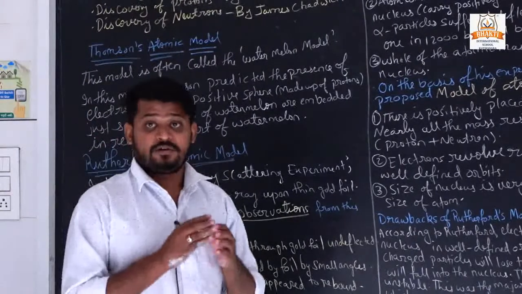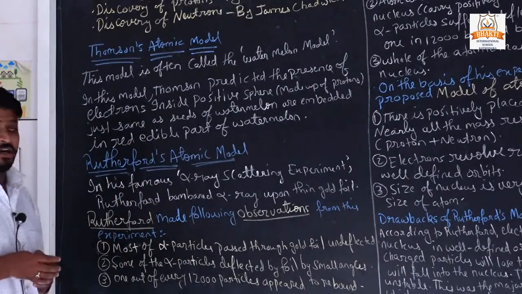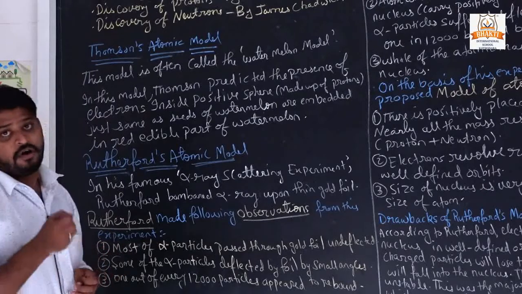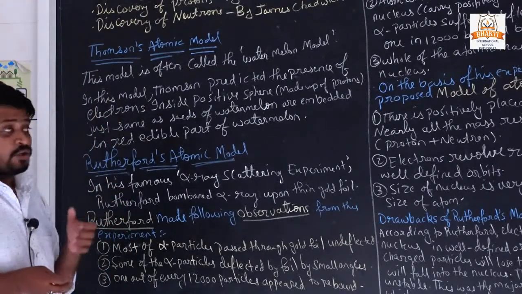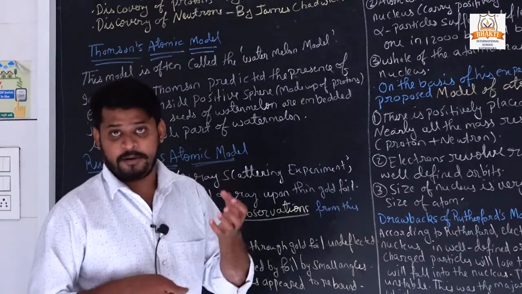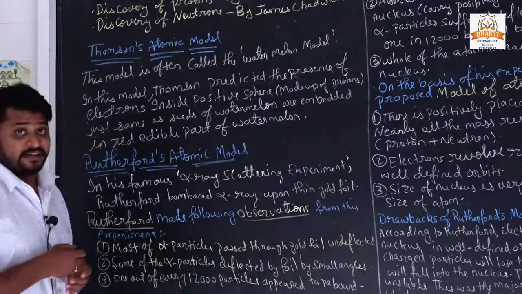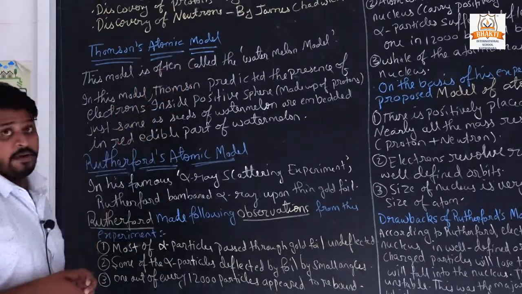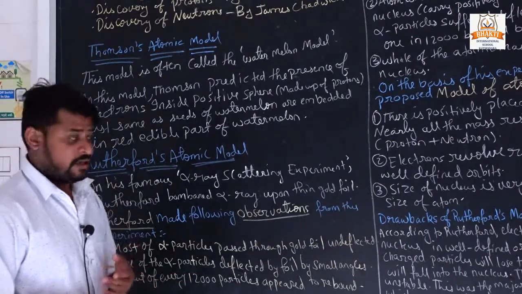But when Rutherford came and gave his atomic model, it was clear that Thomson's assumption was totally wrong. Why? When we study Rutherford's atomic model, we will clearly understand what was wrong in Thomson's explanation. But Thomson gave us the idea of subatomic particles present in atoms. So Rutherford continued the atomic model theory, and he came with his new theory.